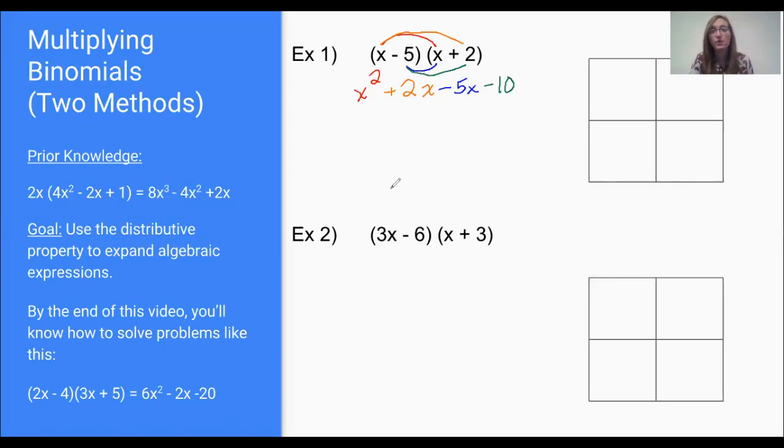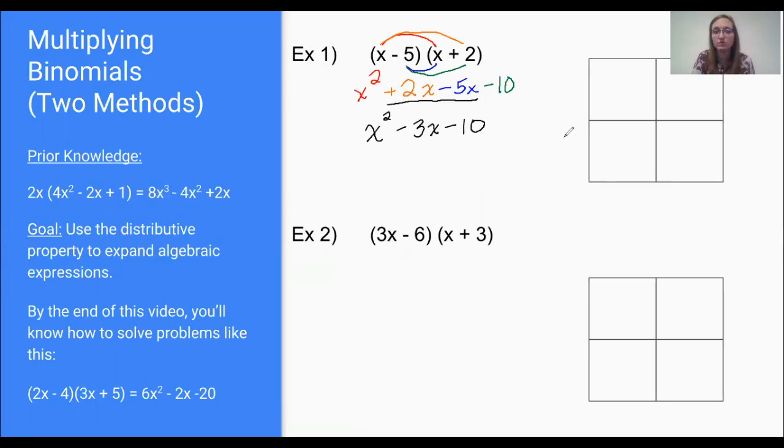Now you'll notice that we have one x squared term, two x terms, and one constant. So we just need to combine those like terms. So we'll combine the positive 2x and the negative 5x. That'll give us negative 3x. And then the x squared and the negative 10 just go along for the ride. And that's our final answer. Now, for some people that works really well.